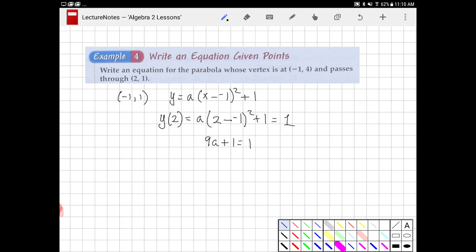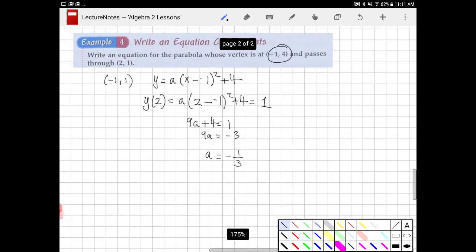I'm sorry, I think I miswrote. This should be a 4. It's negative 1, comma 4. So this should be a 4 here. So 9a plus 4 is equal to 1. Subtract both sides by 4. I end up with 9a is equal to negative 3. Divide by 9, I end up with a is equal to negative 1/3, because negative 3 over 9.